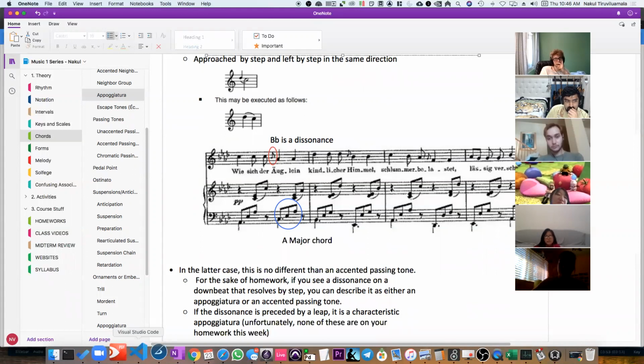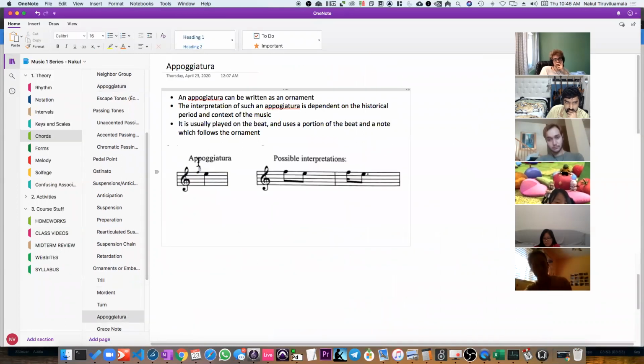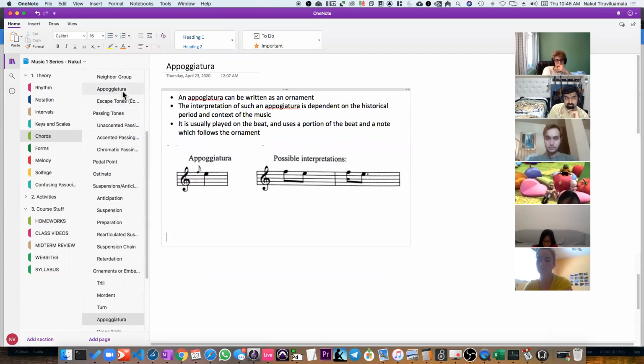In this particular case, and I'll explain that, if you see this symbol right here, it's an appoggiatura. And as I mentioned earlier, you can interpret it like this. You basically provide equal weighting to each of these notes, rhythmic weighting or rhythmic durations, or you can have the first one be a little shorter. These are two possible interpretations. Okay?